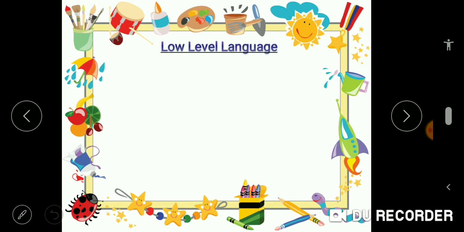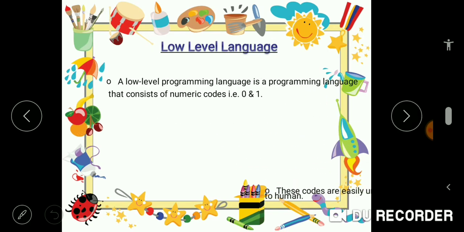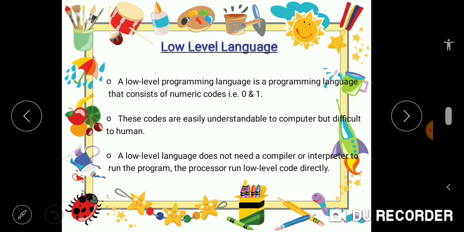Now first we will study what is low level language. Low level language consists of numeric codes, that is 0 and 1. These codes are easily understandable to computer but difficult to human. A low level language does not need a compiler or interpreter to run the program. The processor runs low level code directly.